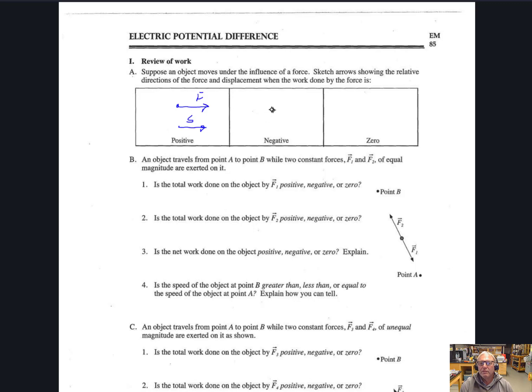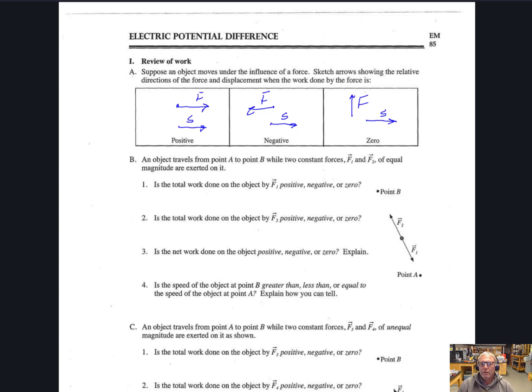Negative work: force in the opposite direction of S. And zero work: force is at 90 degrees.